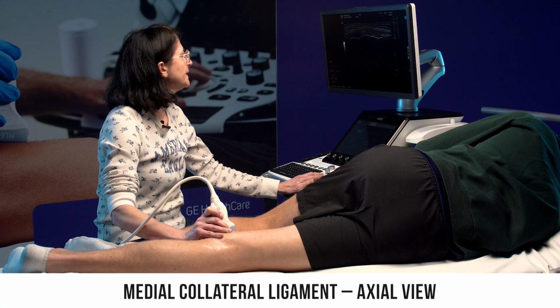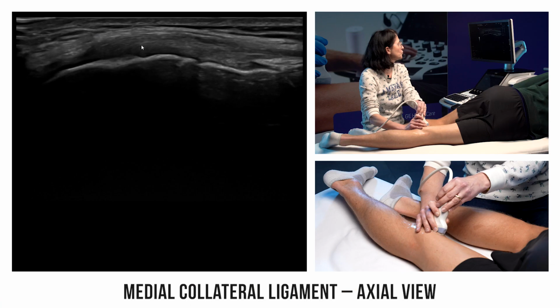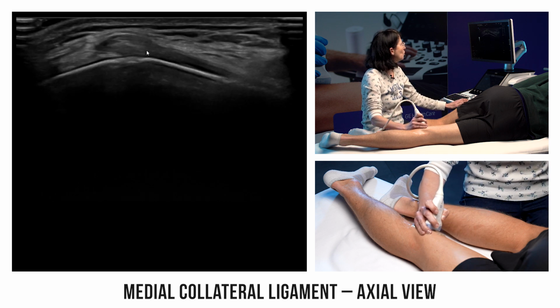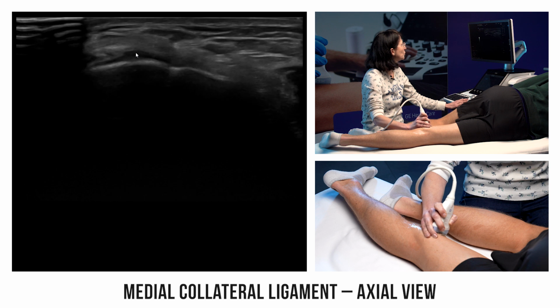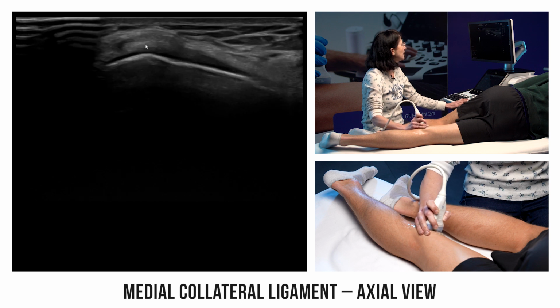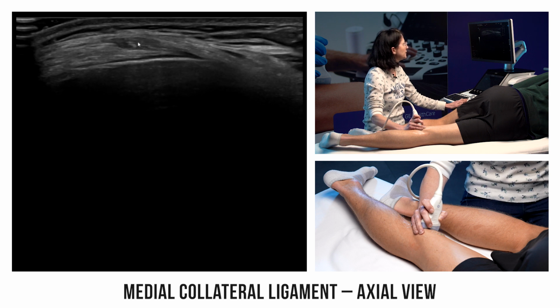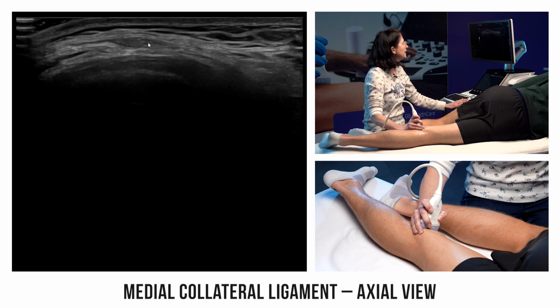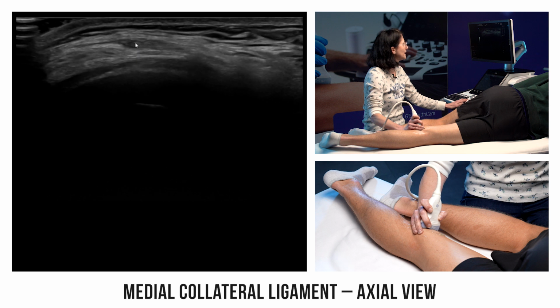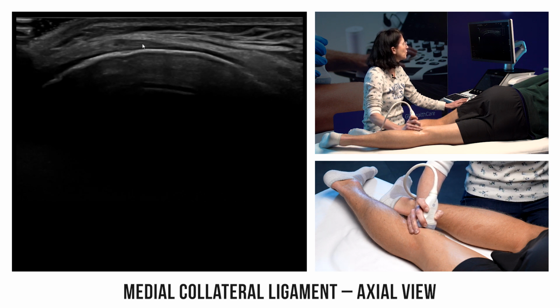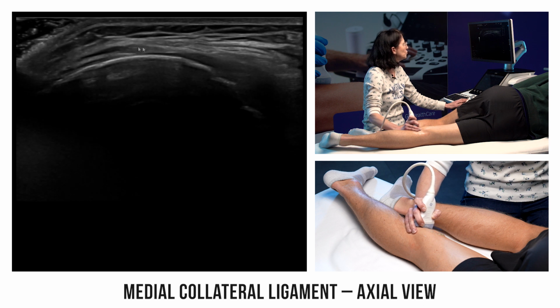Now we will scan the medial collateral ligament in the transverse plane. Rotating the probe 90 degrees, we start from its insertion high on the medial epicondyle. We clearly see that this ligament, unlike the lateral one, is actually a fairly long band that is 10 to 20 millimeters wide from front to back, depending on which plane we are on.